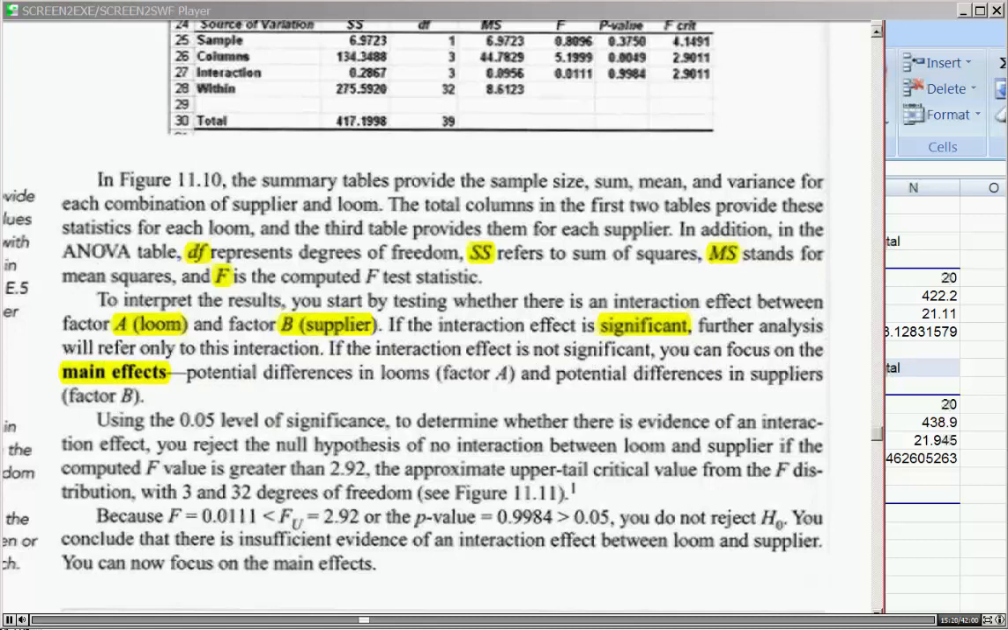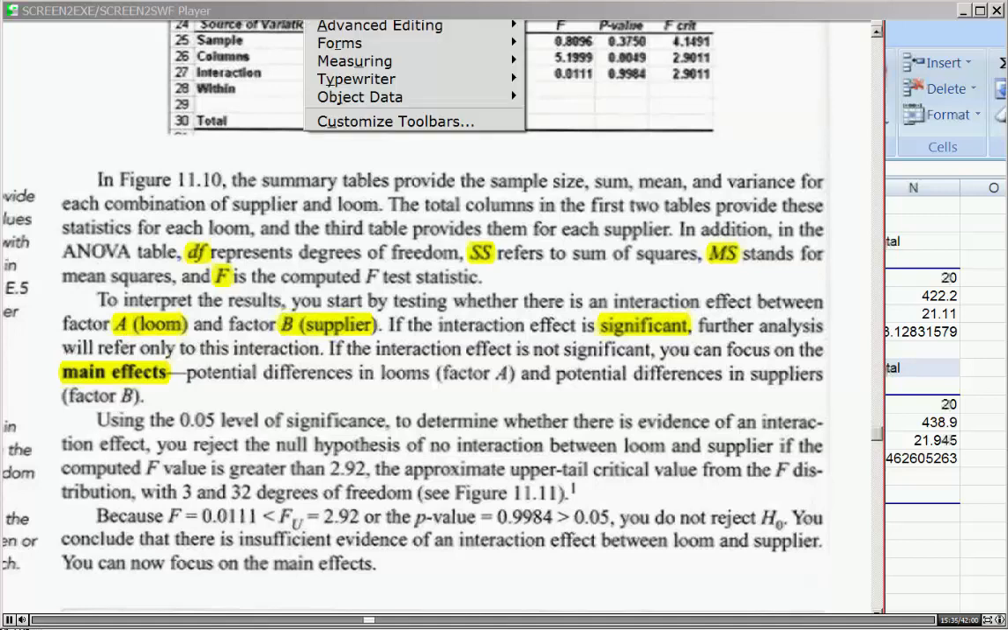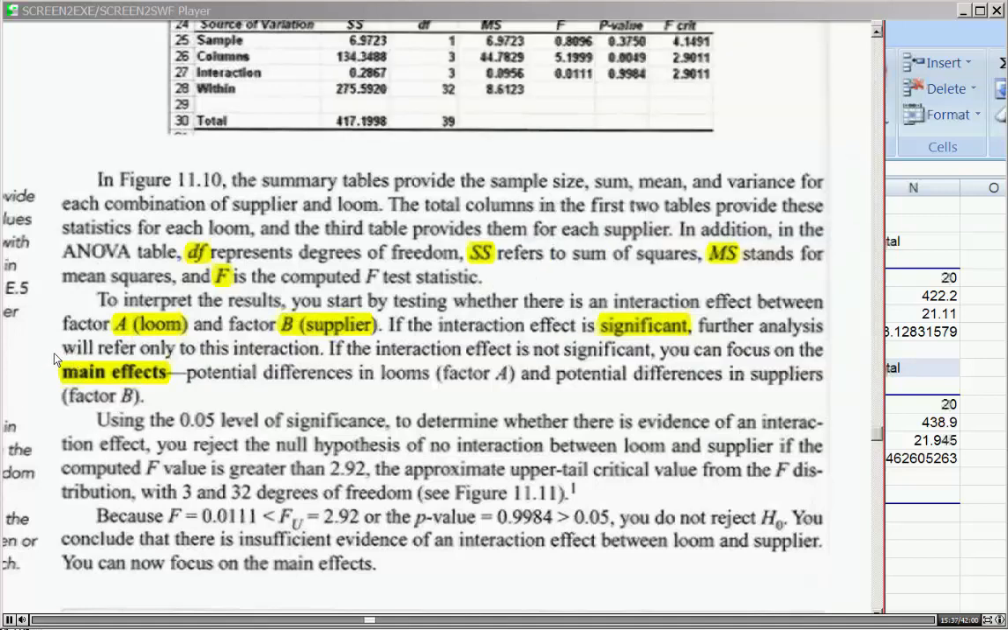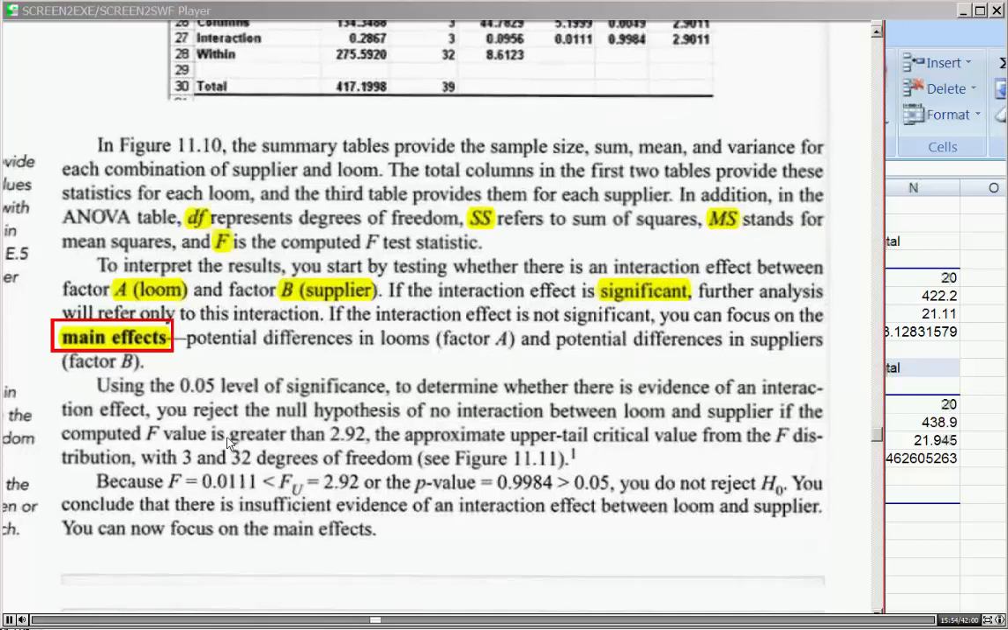An important thing to remember. That's A and B. Main effects. That means the separate factors, main effects. A is a main effect. B is a main effect. So we'll be looking at those only. Main effects are separately acting factors. You can focus on the main effects, potential differences in looms, factor A, and potential differences in suppliers, factor B.